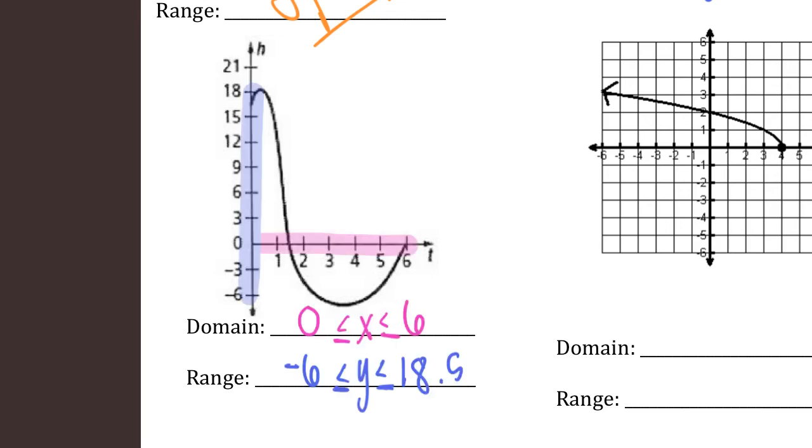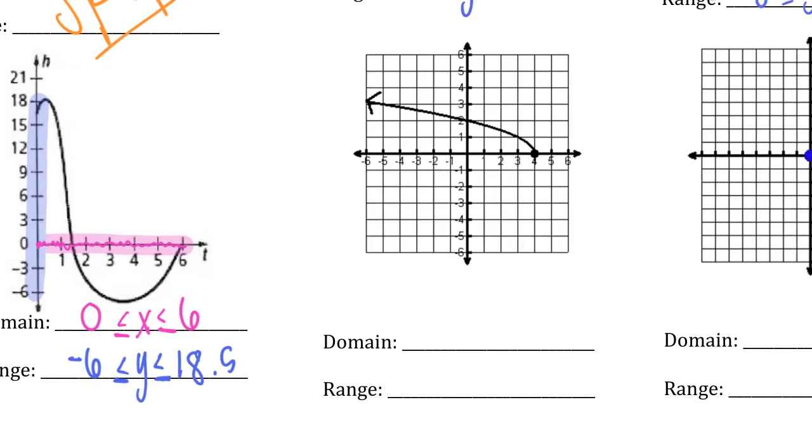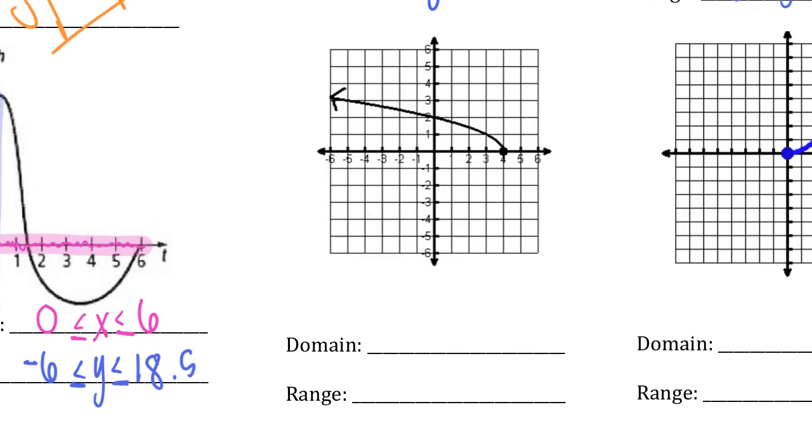You should have gotten that your x's start at 0 and go all the way to +6, inclusive, meaning including the endpoints. The y values start at -6 and go all the way up to, I just estimated, 18.5. If you just said 18, I'm not very picky there, as long as you understand that they go in between -6 and +18. Pause the screen, try this guy out.